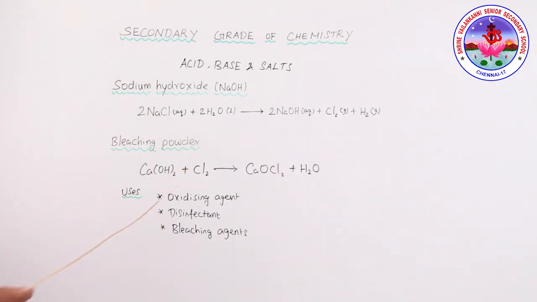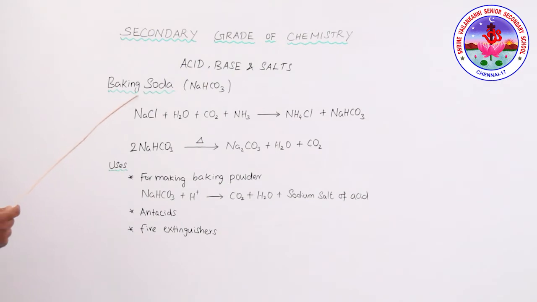Then the uses of bleaching powder. First, it is an oxidizing agent, disinfectant and bleaching agent. As an oxidizing agent, bleaching powder is used in many chemical industries. As a disinfectant, we can use it to make drinking water free of germs. As a bleaching agent, we can use it for cotton and linen in the textile industries, for bleaching wood pulp in paper factories, and for bleaching washed clothes in laundries. Next, we will see baking soda.